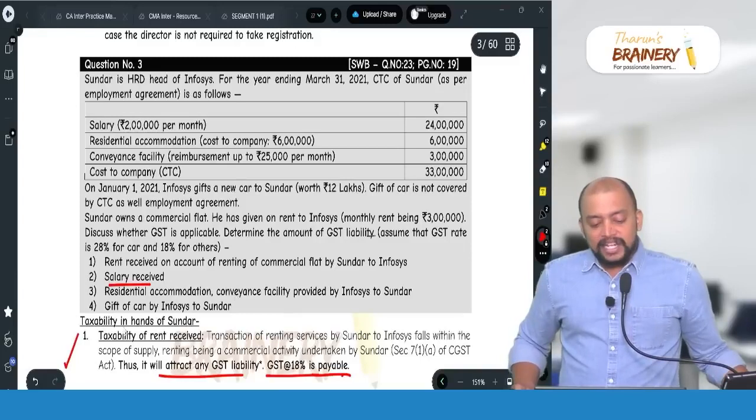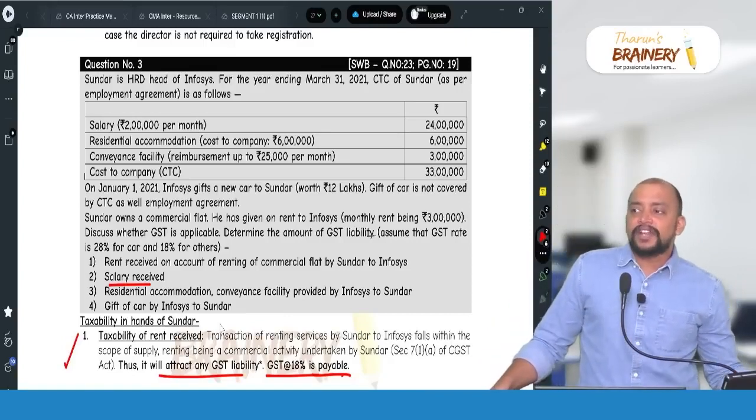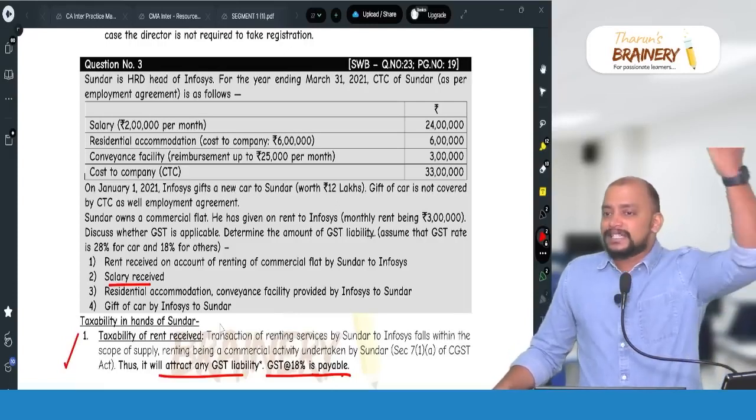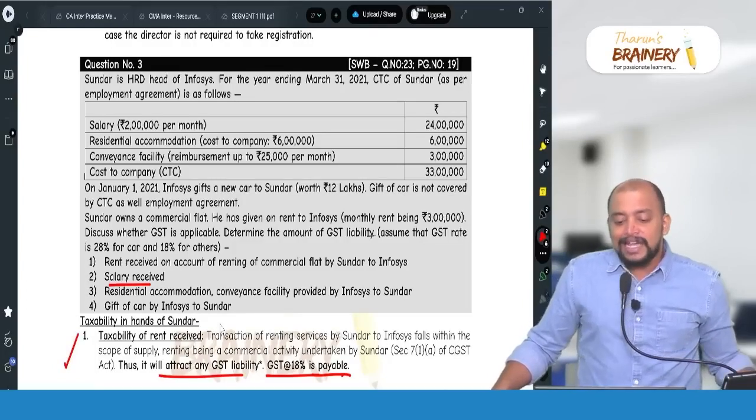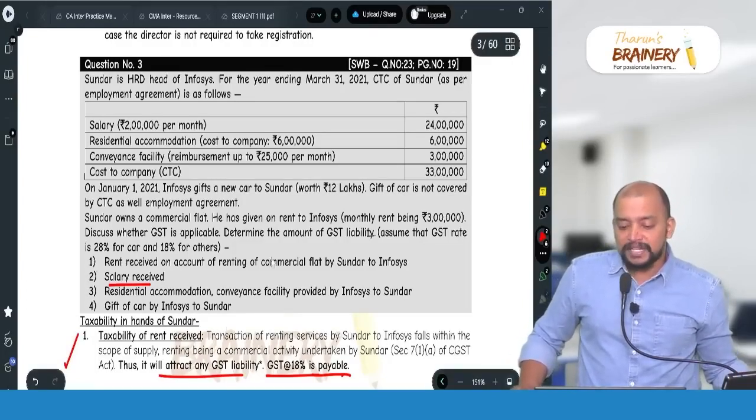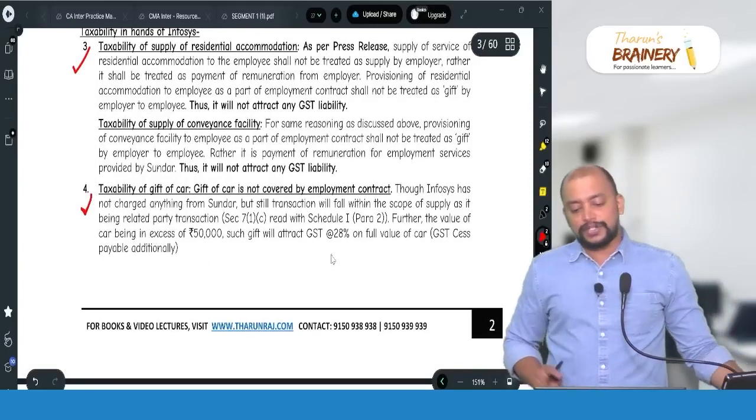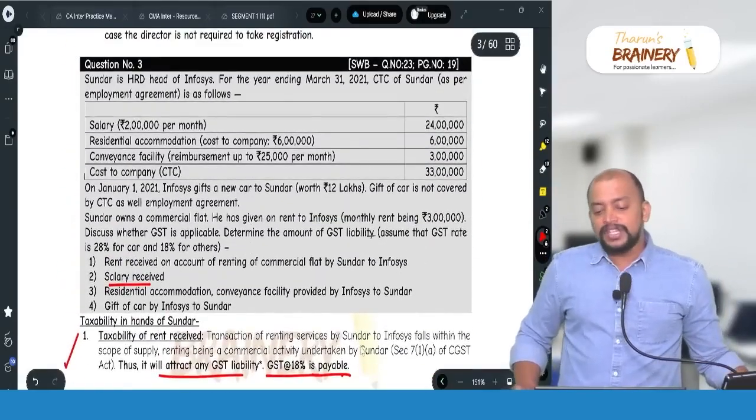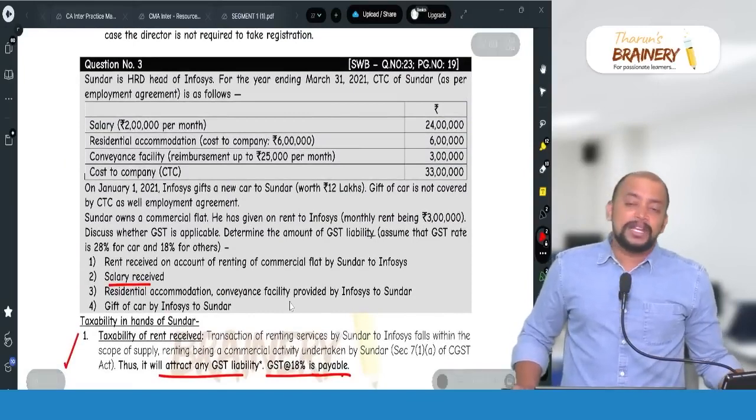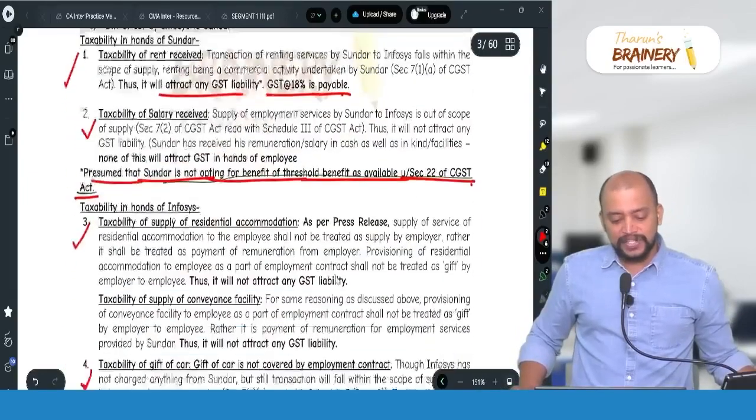Then next, last, gift of car by Infosys to Sundar. A gift by employer to employee not exceeding 50,000 per annum per employee is not a supply. However, in this case, the gift of car, which is not as per CTC or employment agreement, is a gift and it exceeds 50,000. The same is chargeable to GST in the hands of Infosys at 28%, because the rate of GST on car is 28%. So at 28% GST will be payable. That is what we need to write. And the entire value of the car will be chargeable to GST at 28%. This question can be asked because there is one amendment, one CBIC circular, related to perquisites. Due to that reason, this question can be asked.